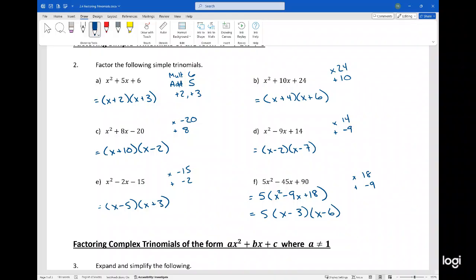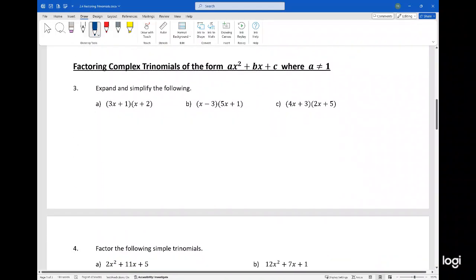Now, if we learn the method that we're about to, the complex trinomials, or if you remember from grade 11, we could have done this as a complex trinomial, and it would have taken forever because we'd be looking for huge numbers that multiply to massive things and add to big things, and it would have taken us a long time. But if we common factor first, it would have taken much less time.